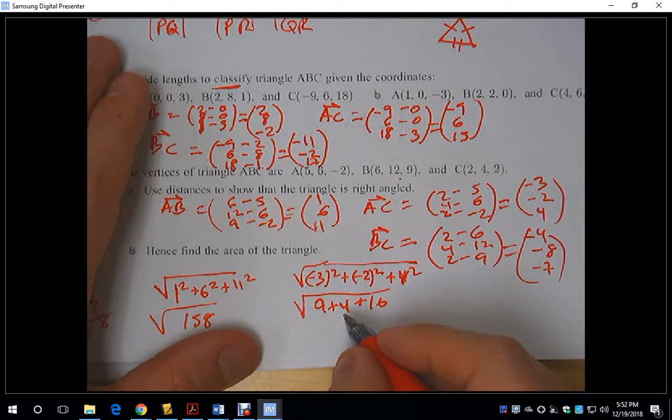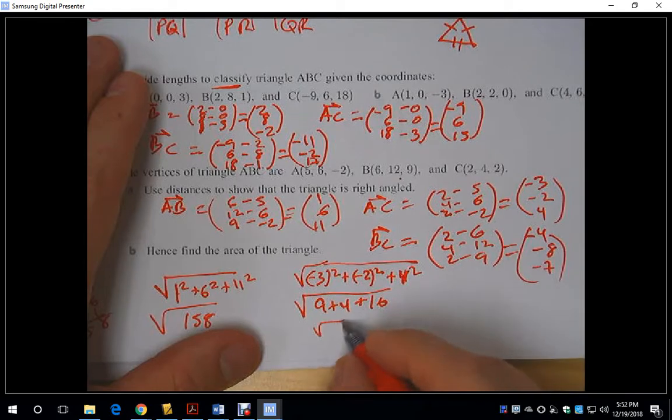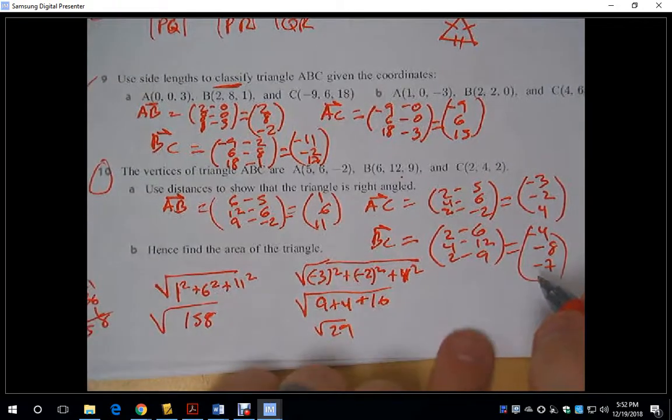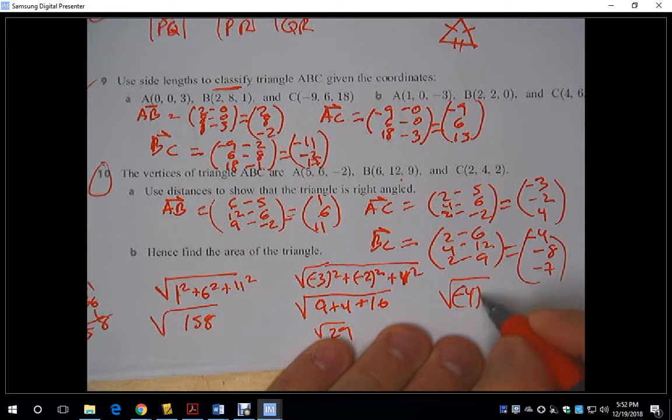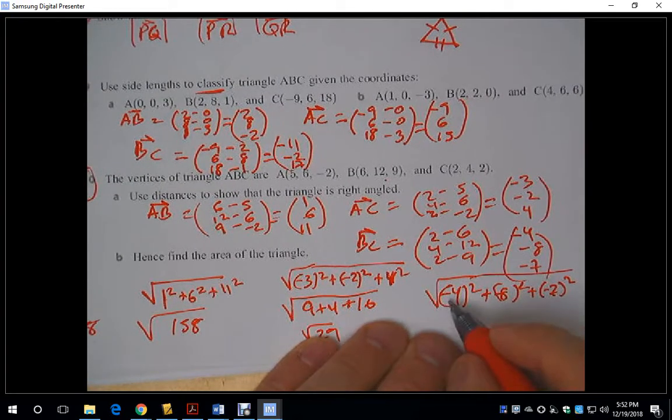25 plus 4 is going to give me 29. So I have the square root of 29. And then the last one, we have the square root of negative 4 squared plus negative 8 squared plus negative 7 squared, all under the square root.